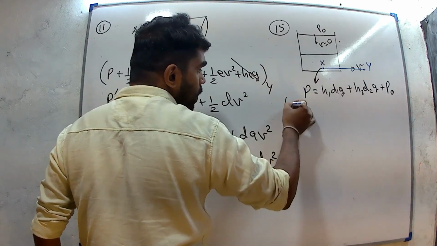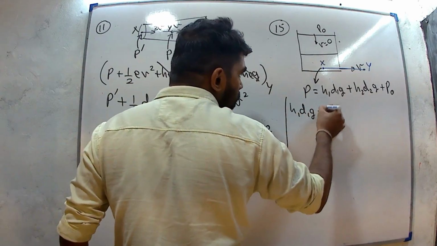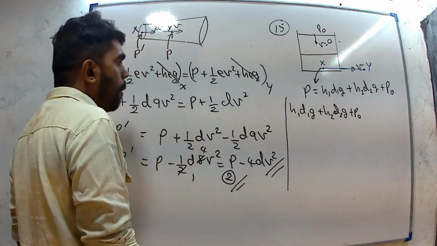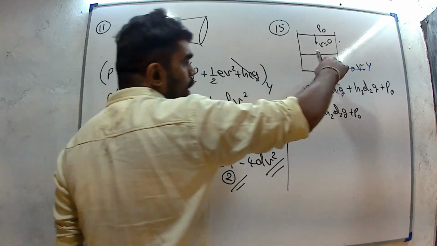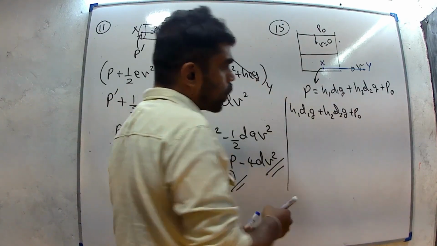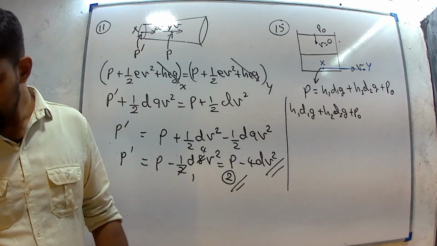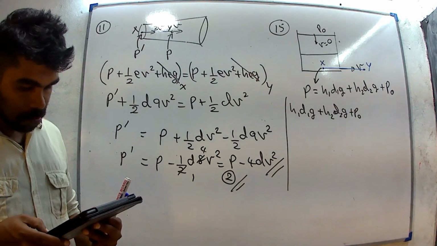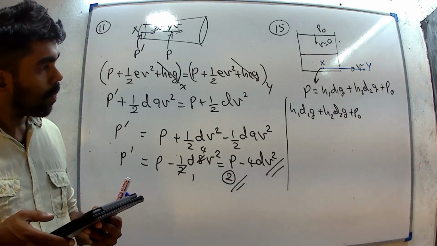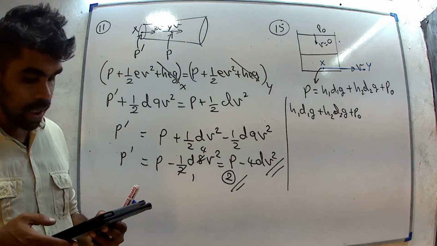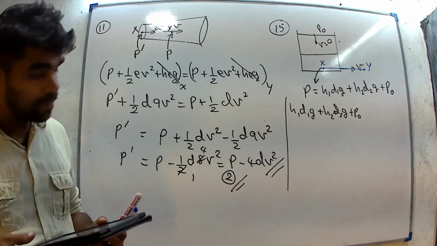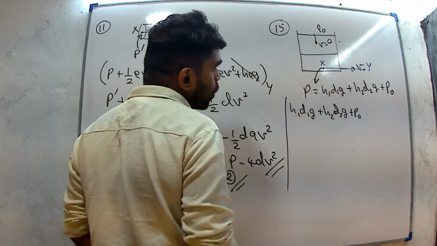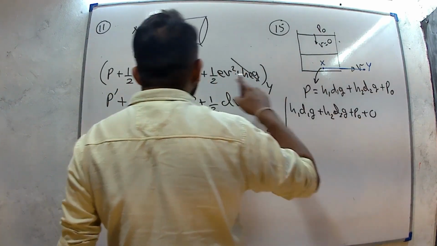Pressure at point X: H1 D1 G plus H2 D2 G plus atmospheric pressure plus half rho V squared. We know that velocity for this point is 0 because there is a large cross-sectional area. Therefore, velocity through this container should be 0. Then the half rho V squared term is 0.